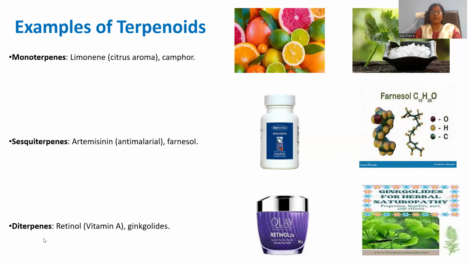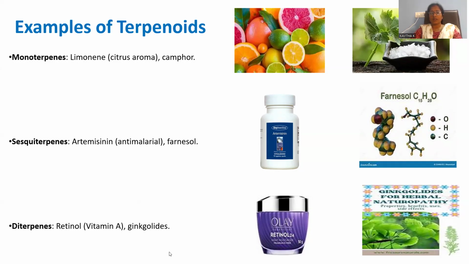Examples are mentioned with diterpenes. Diterpene means what? Four isoprene units. If found in that, that is called diterpene. Retinol. Retinol is vitamin A. Everybody is aware that effective eyesight can be easily maintained by means of vitamin A. Vitamin A deficiency gives rise to xerophthalmia and night blindness, which are the common diseases that occur due to the deficiency of vitamin A.